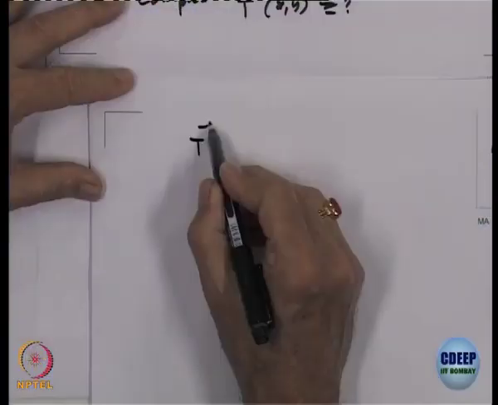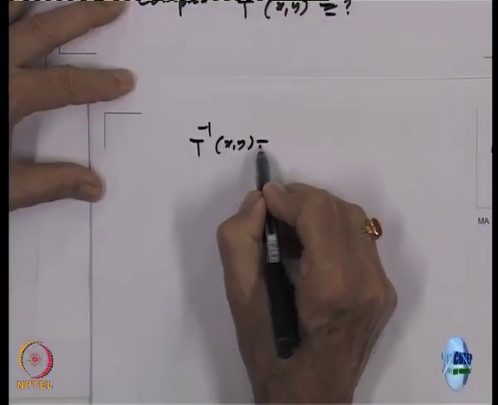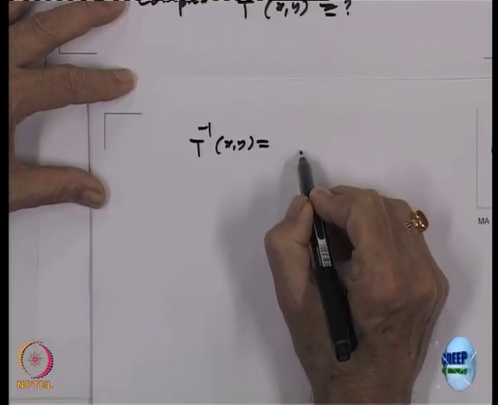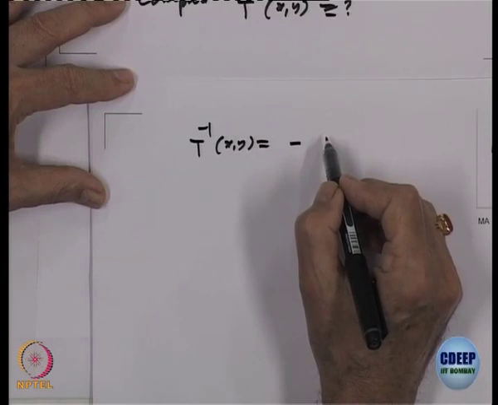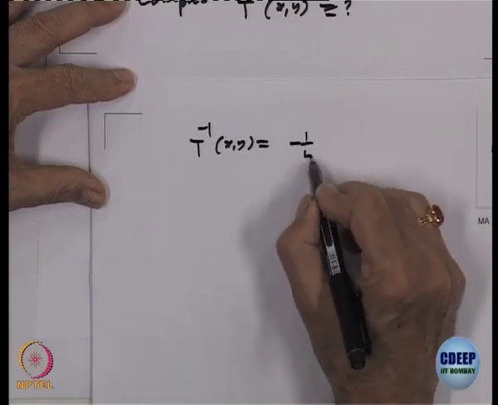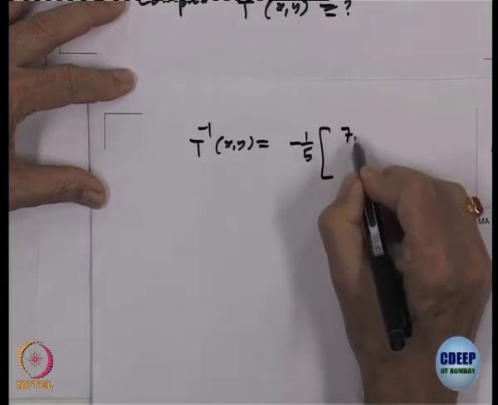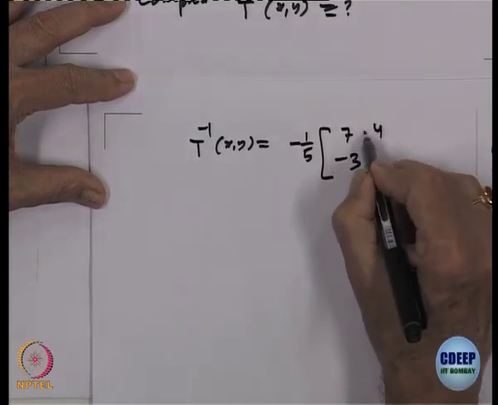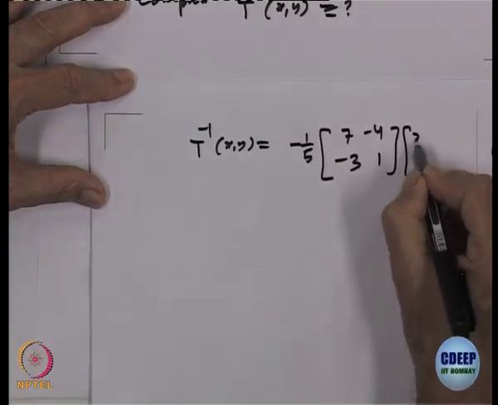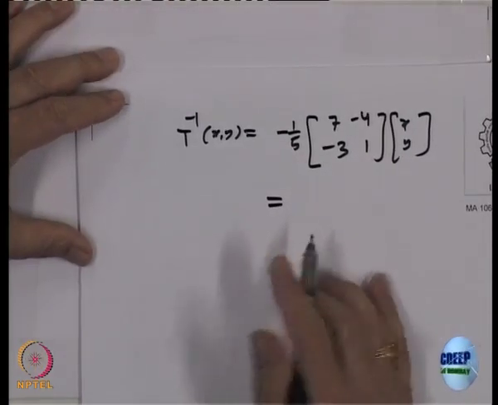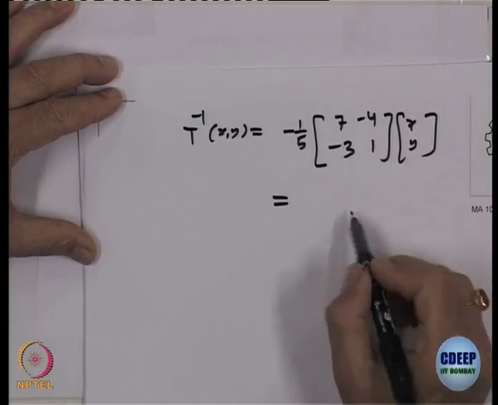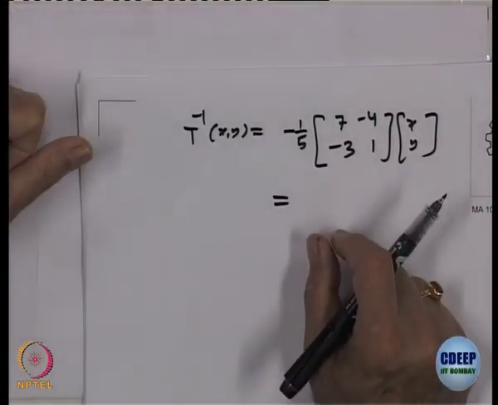So, let us write what is T inverse of x y. It is the same as: look at the matrix of T inverse and multiply it by that vector. So, it is minus 1 by 5, [7, minus 3; minus 4, 1] multiplied by x y. So what is it equal to? You can just multiply out and write down that vector.